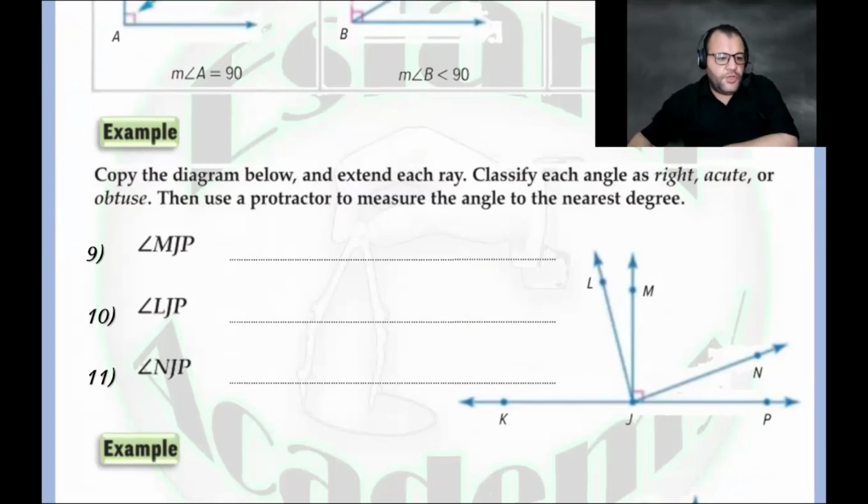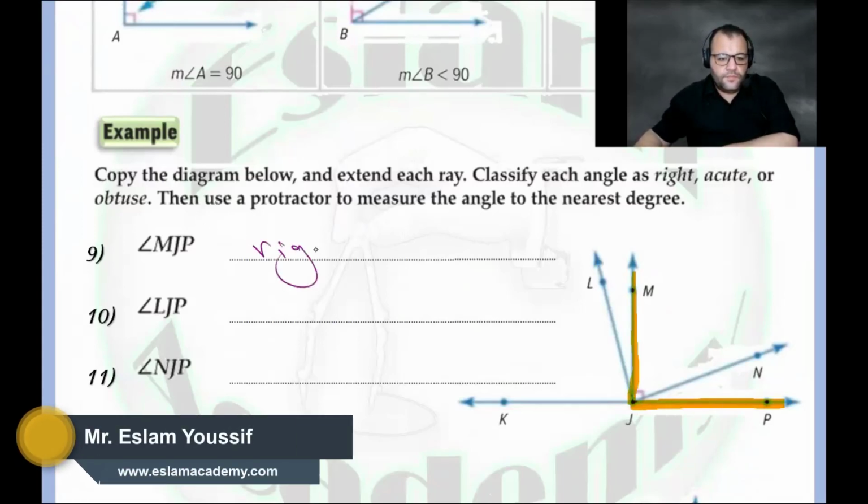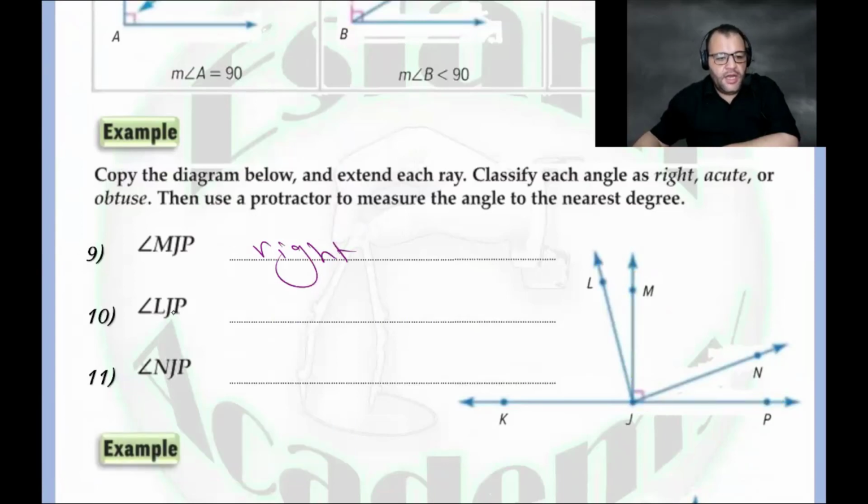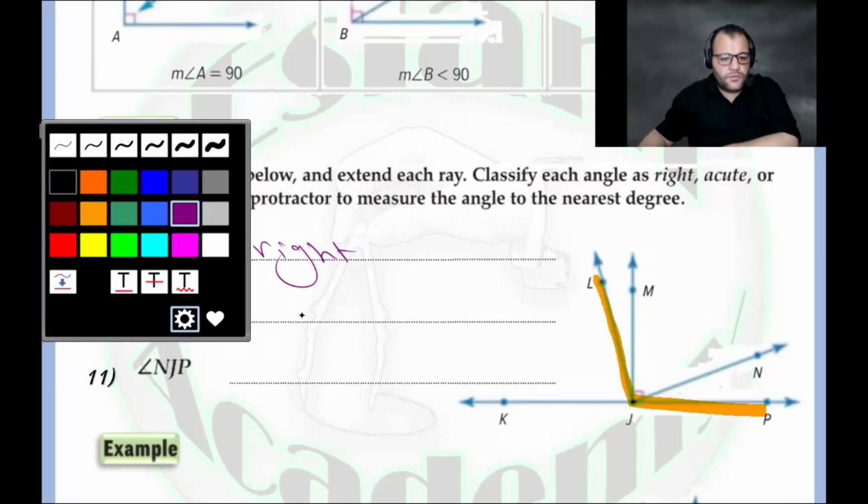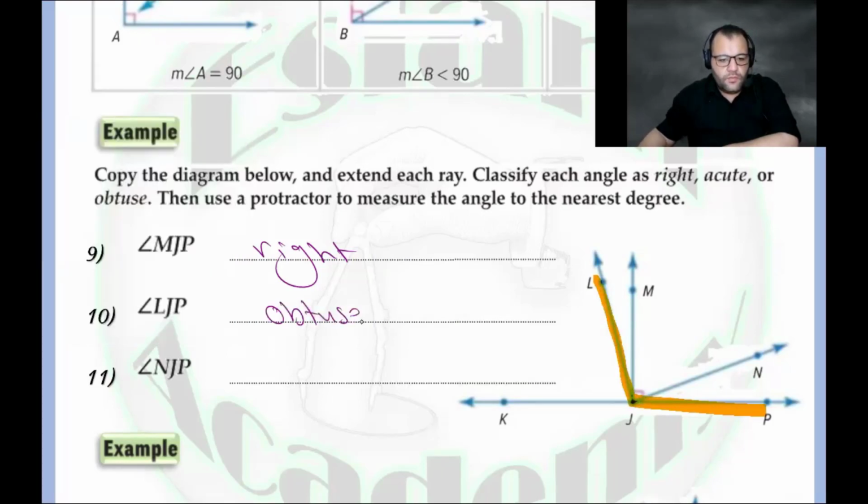MJB, MJP. I will start from MJP. What is the type of the angle? Right angle. Okay. We need to name the type of the angle LJP. Obtuse, because it's more than 90, so it will be obtuse. Okay, NJP. It's acute.